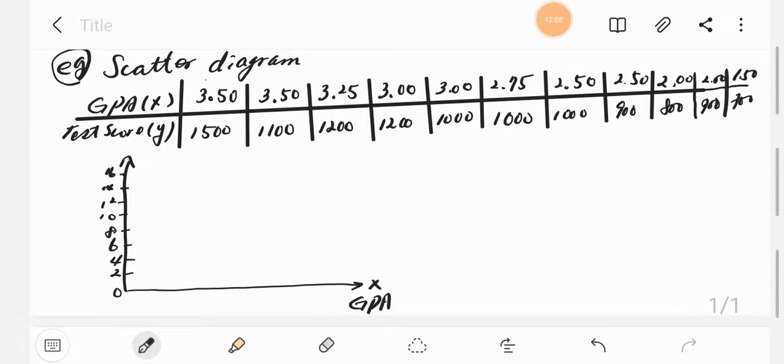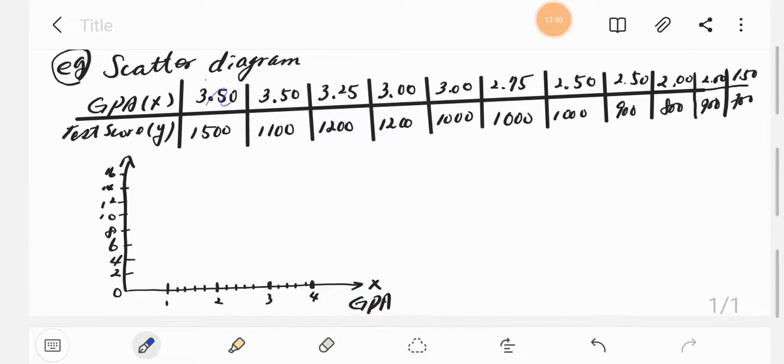Okay, how about the GPA? GPA starts from 1.5 up to 3.5. To make it precise, this is 1, this is 2, this is 3, 4. And then let's make it 5 small parts between each number, 1, 2, 3, 4, 5. Okay, good. Then let's plot the points.